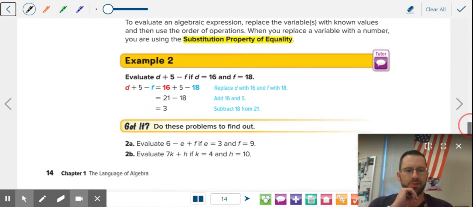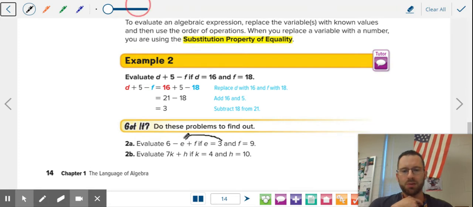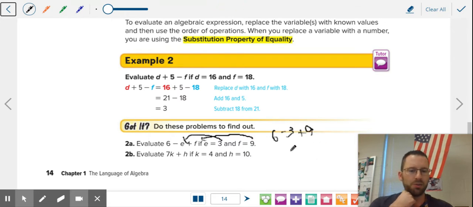Now, when we have expressions already written for us, we can use variables to replace numbers, and we can vice versa. We can take those variables and find out what they're worth and plug them back in. So in this case, we know that E is worth 3 and F is worth 9. So we're going to rewrite the whole thing. 6 minus 3 plus 9. Follow your order of operations. Subtraction and addition are the same. 6 minus 3 is 3. 3 plus 9 is 12.